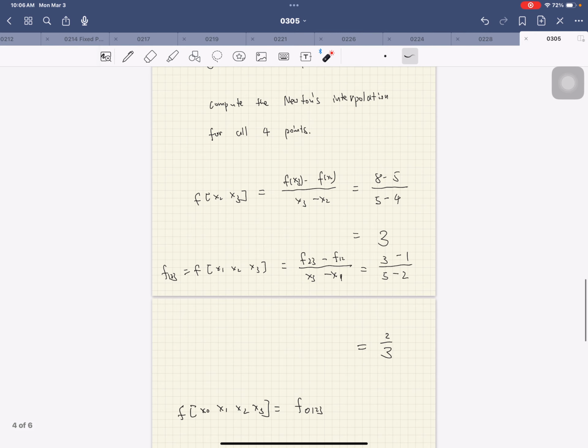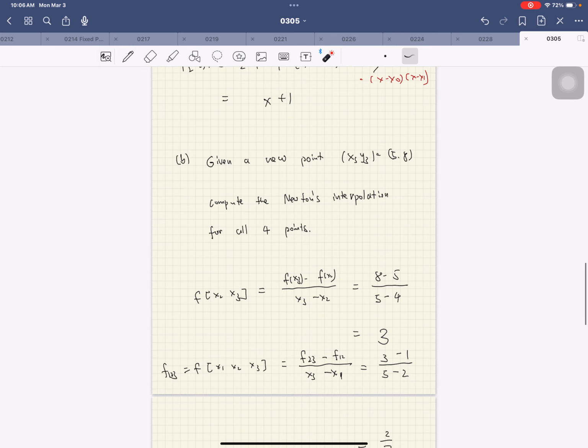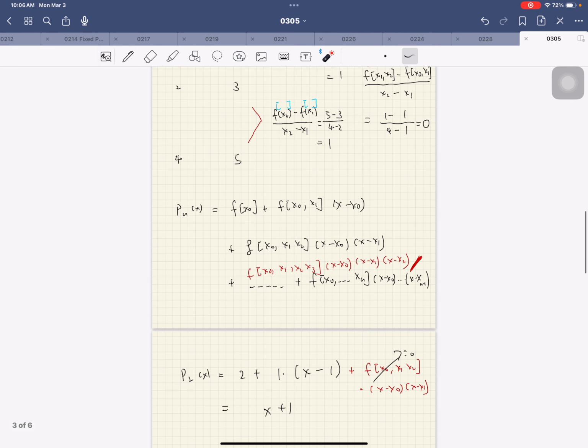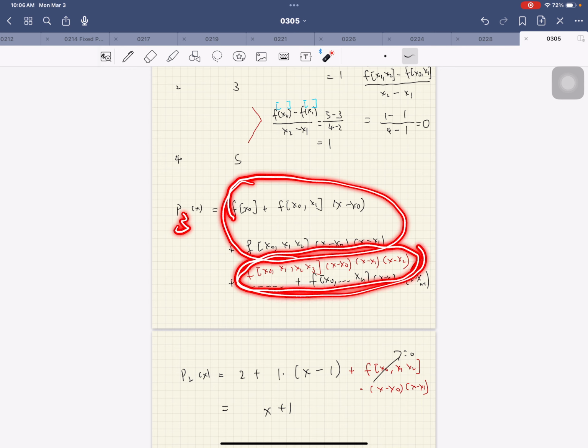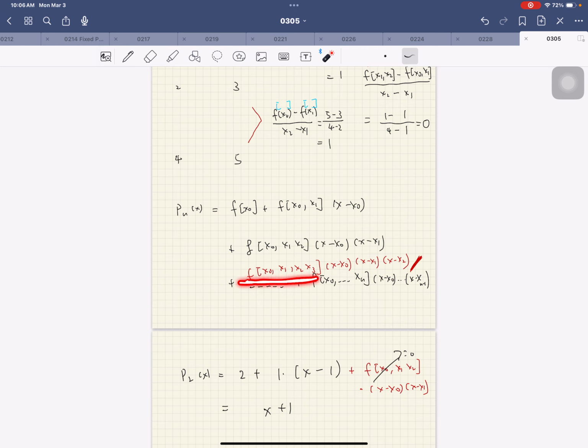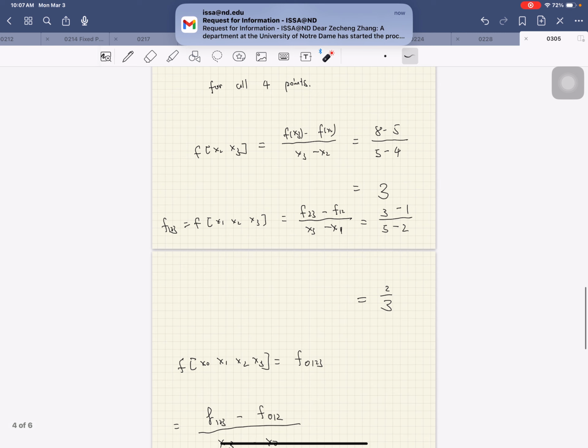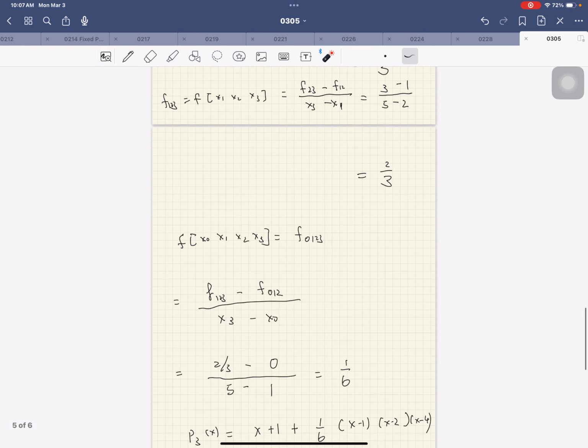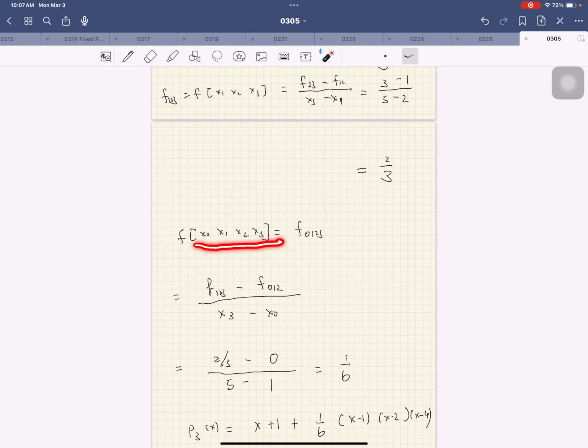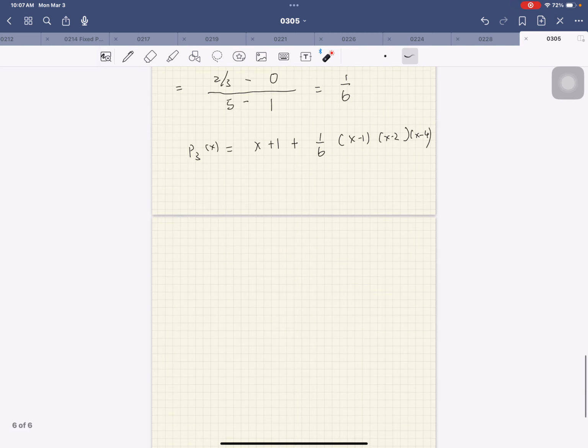So basically we just add one more point, but you can see that for most of the information we don't need to compute, because for p3 of x, this part is p2 of x, so we just need to compute one more new thing over here, or particularly we just need to compute the new divided difference, which relies on the previous divided difference. So we just need to consider the difference, which is f[x0, 1, 2, 3]. Okay, so this is just about the P3.